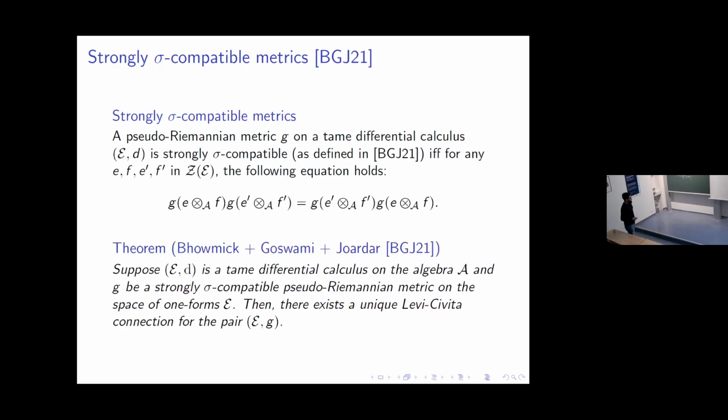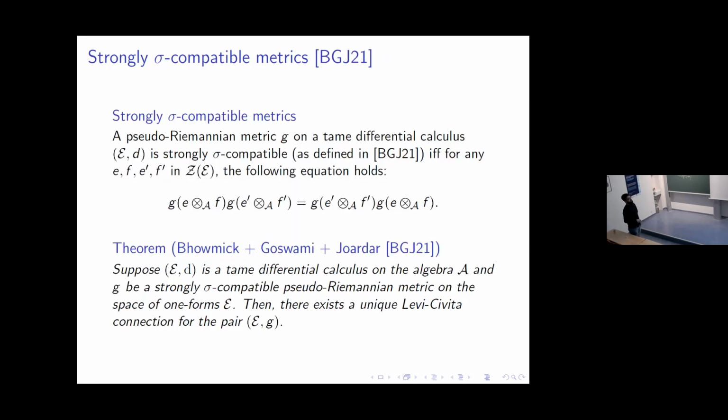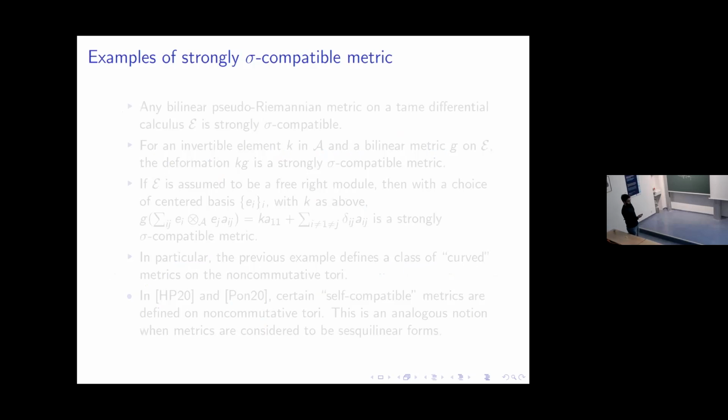So here is the following theorem: now E comma D is a tame differential calculus on the algebra, and G is not bilinear but a strongly sigma compatible pseudo-Riemannian metric. Then there still exists a unique Levi-Civita for the pair E comma G. If you recall the commutative diagram, there was one leg where I said bilinearity was required for the isomorphism, and it turns out that this assumption is if and only if that leg is an isomorphism. So it's kind of begging the question in some sense. It's just backed up by examples.